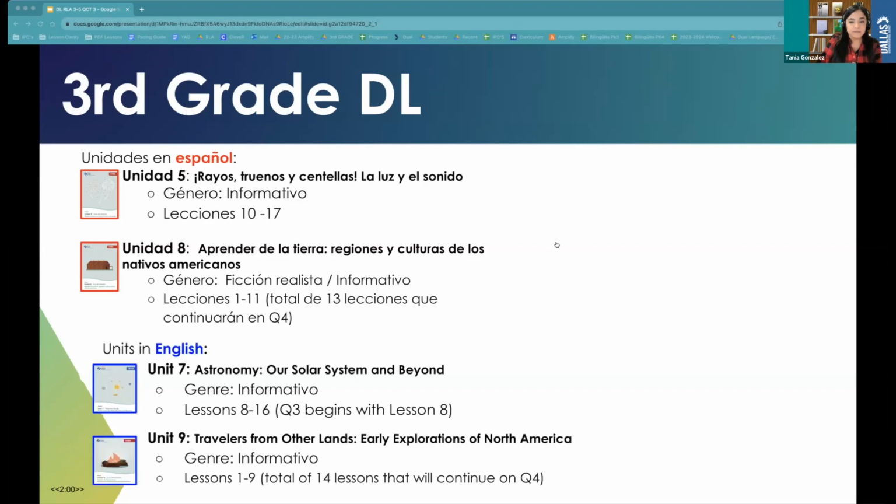And inside of your Curriculum Central, when you go to Clever, the units in English are Unit 7. We will continue astronomy, our solar system and beyond. El género es informativo, lessons 8 to 16. Quarter 3 begins with lesson 8. We will continue Unit 7 in quarter 3. Then we will begin Unit 9, Travelers from Other Lands, Early Explorations of North America. The genre is informative. Lessons 1 to 9 will be in quarter 3, but it has a total of 14 lessons that will continue into quarter 4.